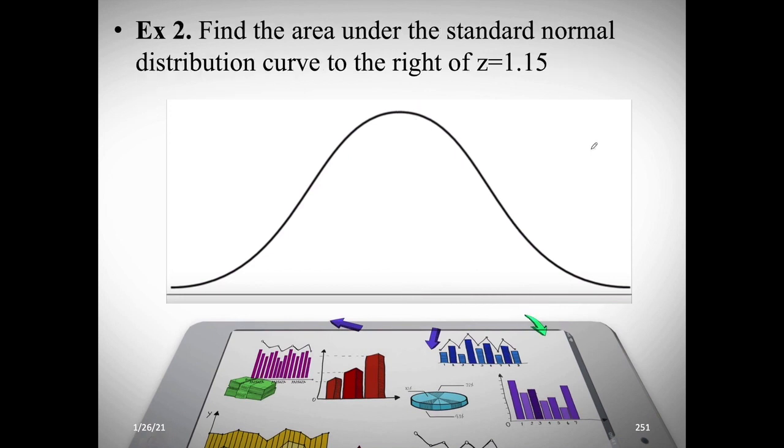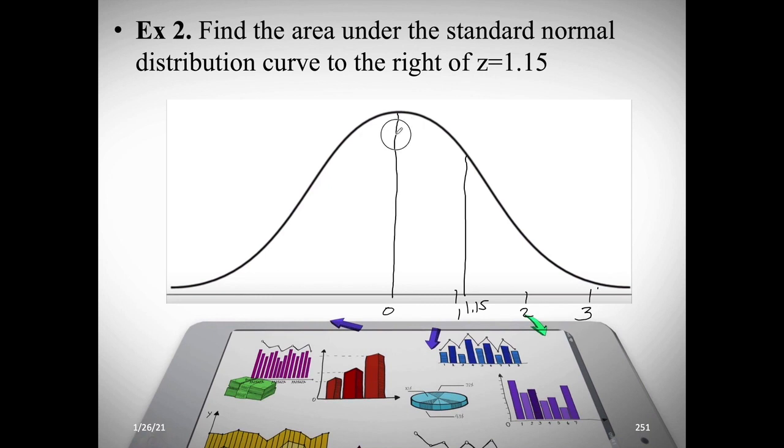Find the area under the standard normal distribution curve to the right of z equals 1.15. Okay, so tulad nung kanina, let's have the center as 0. We have 1 here, 2 here, 3 here. Ang hinahanap natin is 1.15. So, tantya ulit. Kunyari, ito yung 1.15.